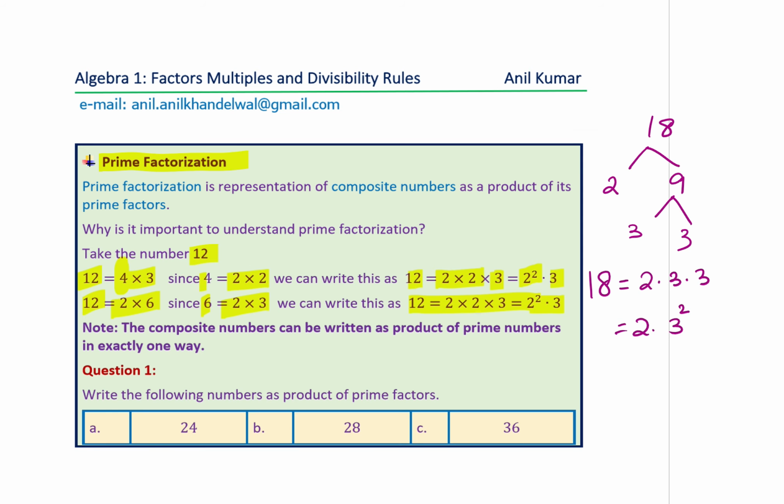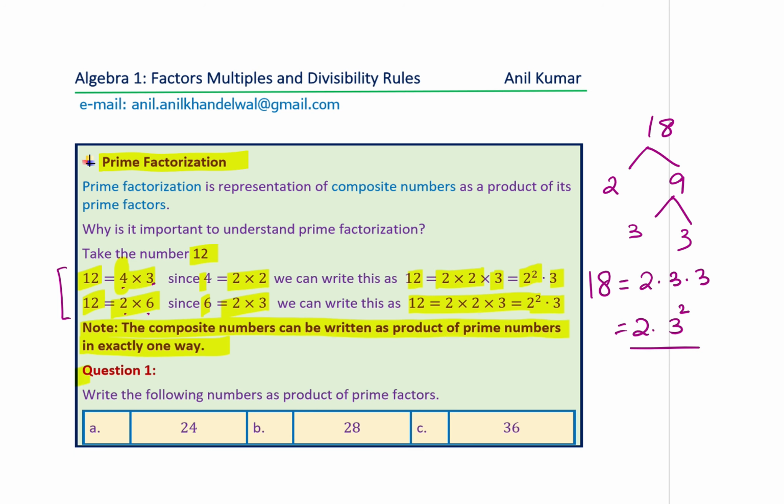Perfect. So these are unique. Earlier, for example, for 12, we could say 4 or 3, 2 or 6. They are different numbers. But in this case, if you write them as prime factors, they're always unique, and that is important to note. So the composite number can be written as a product of prime numbers in exactly one way, and this is critical. And based on this, we'll have many questions to come.